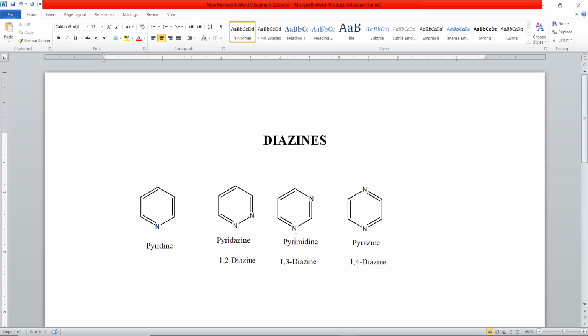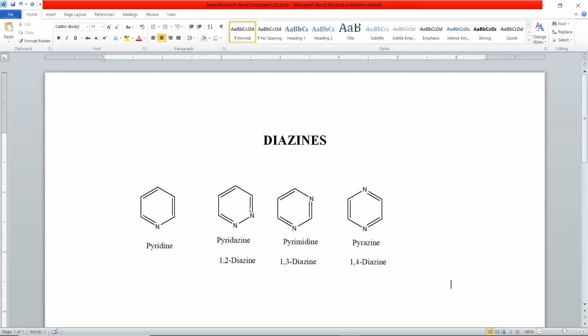Similarly, 1,3 diazines, 1, 2, 3, 4, 5, 6. The 2 nitrogen atoms are in 1,3 position. This compound is called 1,3 diazine and it is called pyrimidine. Next, 1, 2, 3, 4, 5, 6. The 2 nitrogen atoms are in 1,4 position. Therefore, it is 1,4 diazine, which is called pyrazine.